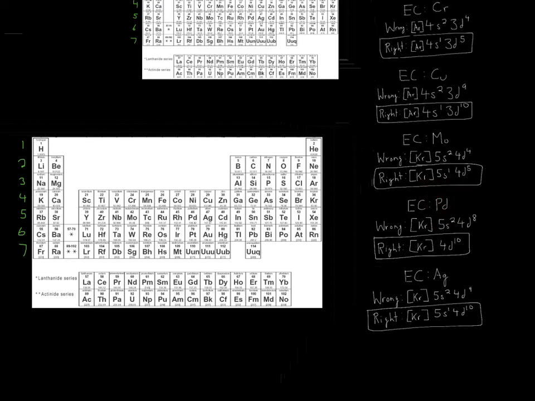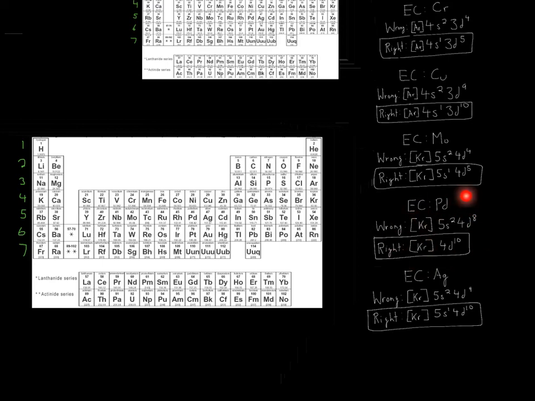Now palladium, it's a little different. Even in the exceptions, it's a little different because it's right here, right? So we would have krypton, 5s2, and then we would have a 4, because 5 minus 1 is 4, 48. But the thing is, this one actually jumps 2. It actually takes away 2 of the electrons and becomes 4d10. So that's a little different.